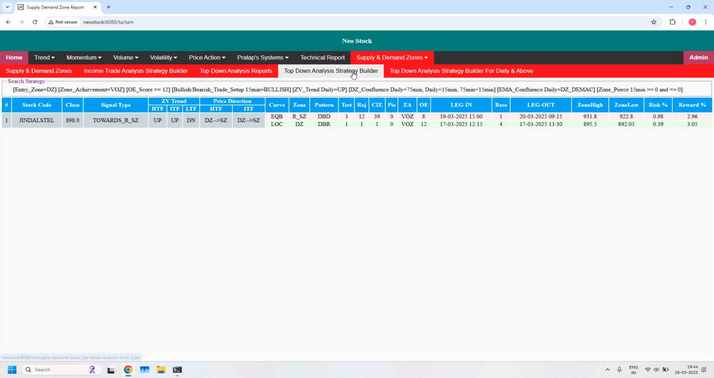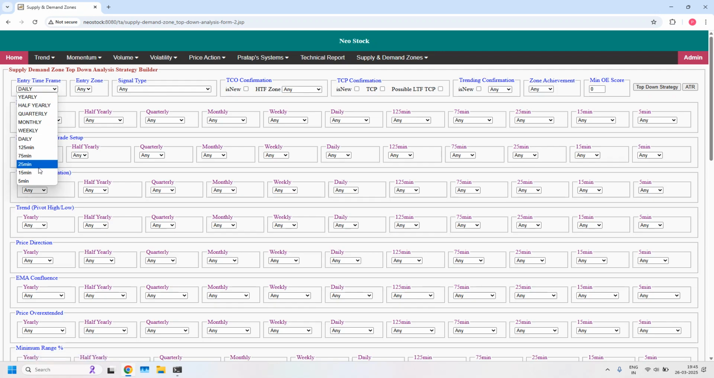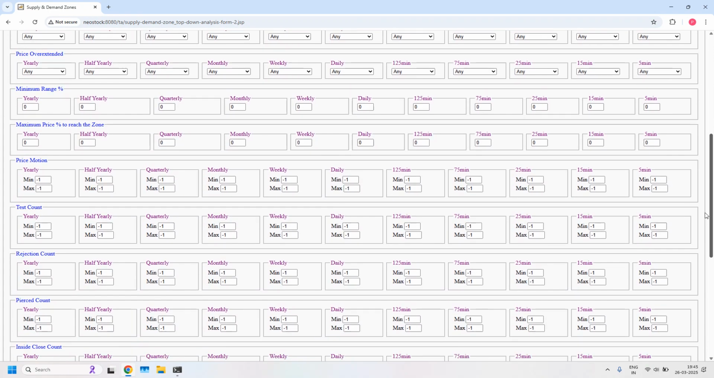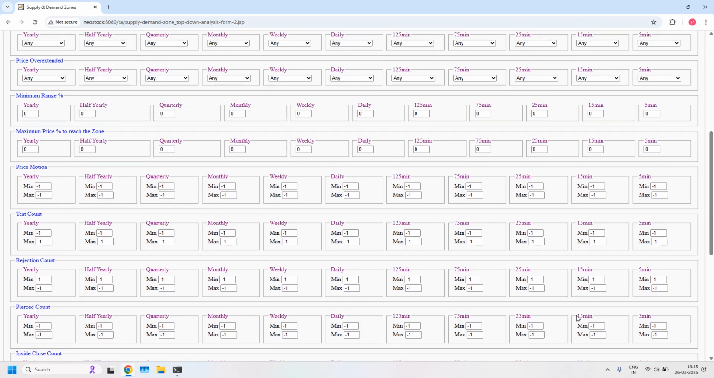Next, bearish trade setup for daily income trade. Entry time frame 15 minutes, entry zone supply zone. In bullish or bearish at 15 minutes, I am selecting bearish. Zone achievement violated, opposing zone. Minimum odd enhancer score 12. And the 15 minute supply zone should not be pierced, so in the pierced count at 15 minutes, I am selecting minimum value 0, maximum value 0.